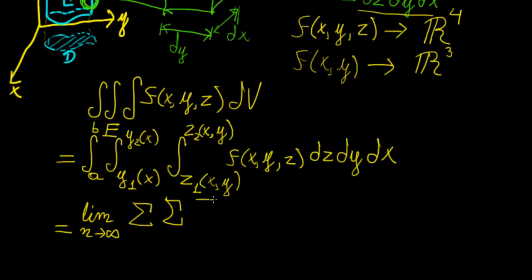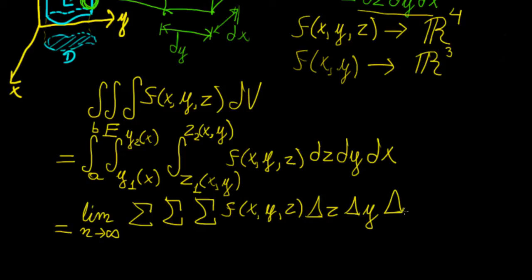You can imagine that we just have three infinite sums, and then we're going to have the function of x, y, z evaluated at each point within that region, and then we're going to have delta z, delta y, and delta x being our finite widths for that little cube that we're using to approximate it. So this is the definition of the triple integral as a Riemann sum.